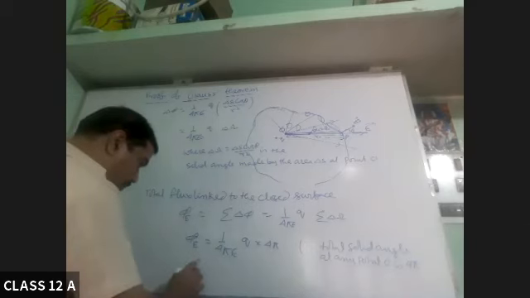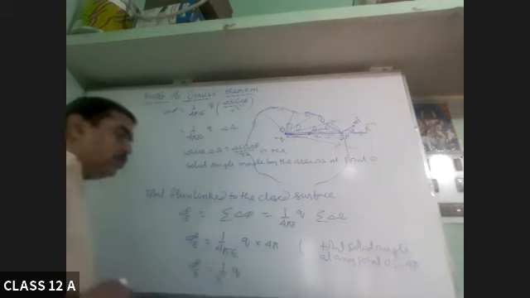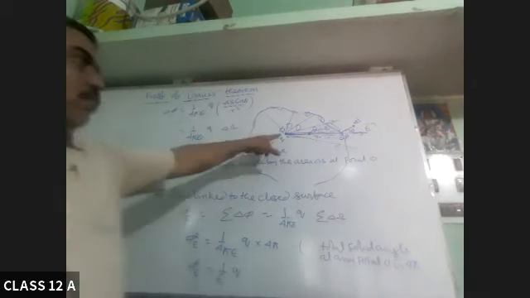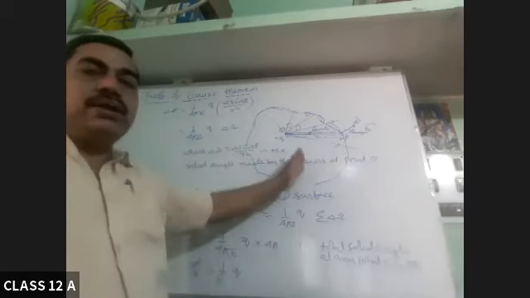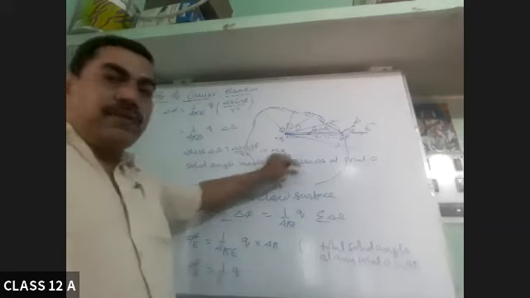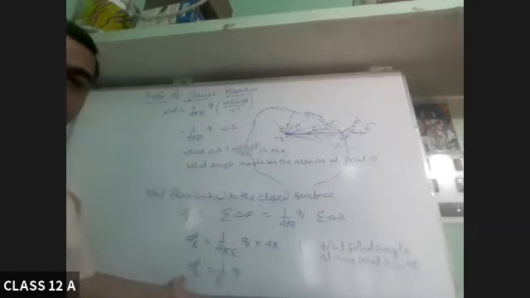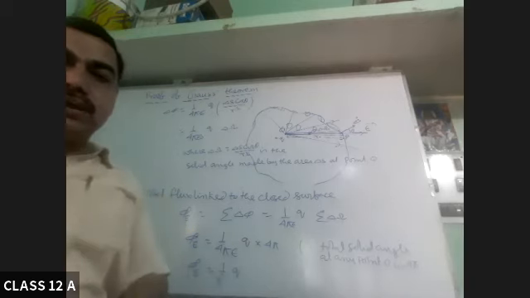So this phi is 1 by epsilon naught times Q. So when we have considered only one charge, it is 1 by epsilon times Q. If many charges are there, then due to Q1, Q2, Q3, whatever it is, because 1 by epsilon is same for all, only it will be the addition of the charges.